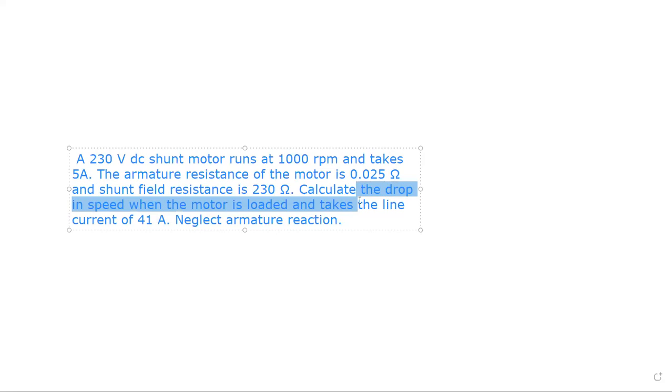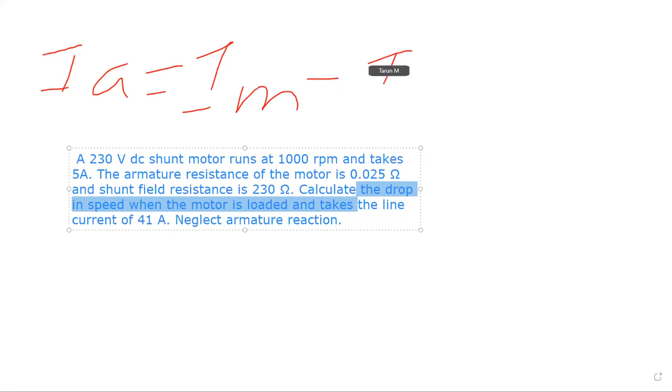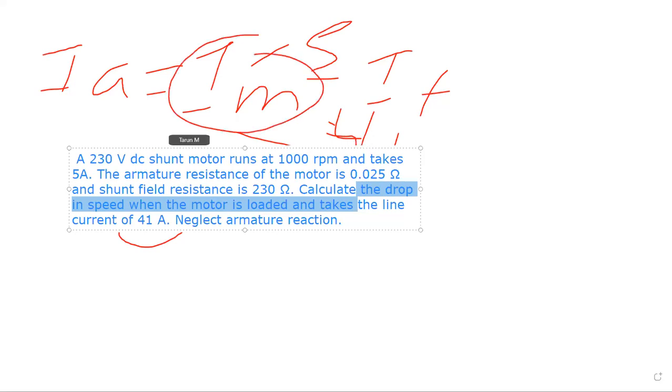Understood? Yes, sir. So we are using a formula, and in this formula we are saying IA is equal to IM minus IF. So in the first case, IM will be 5, right? And when it's taking 41 amps in the loaded condition, IM will be 41. Just for representation, one thing we represent by IM, and there will not be any confusion. The other amps we represented by IL.